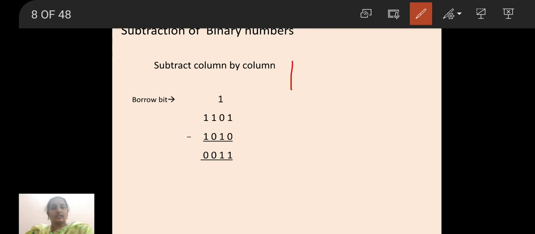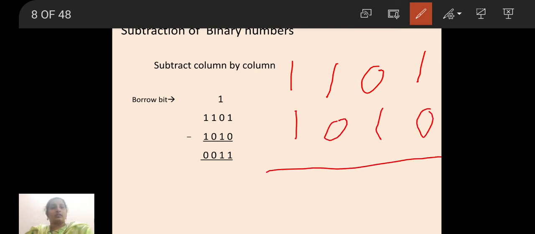Once again I would like to explain. See here clearly. 1, 1, 0, 1, and 1, 0, 1, 0. So in the first step no problem. 1 minus 0 is equal to 1. In the second step there is a problem. So how can we take? Here 0 is there, here 1 is there.